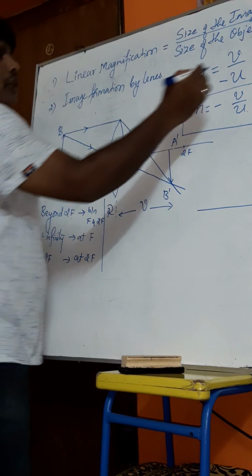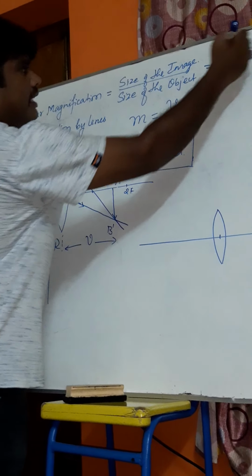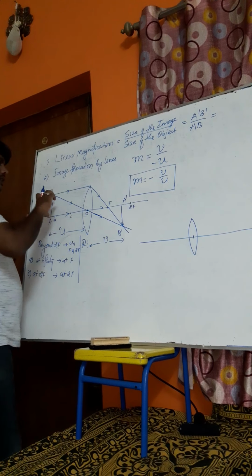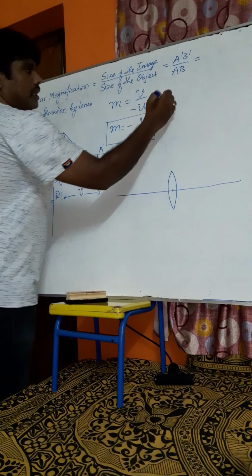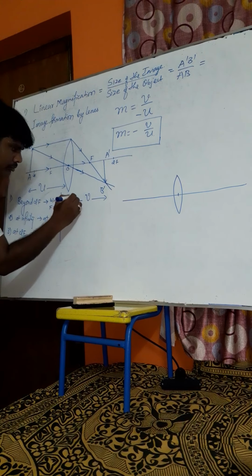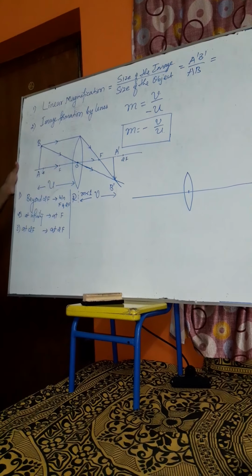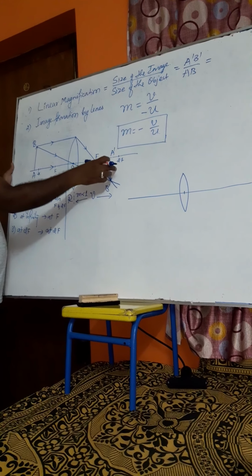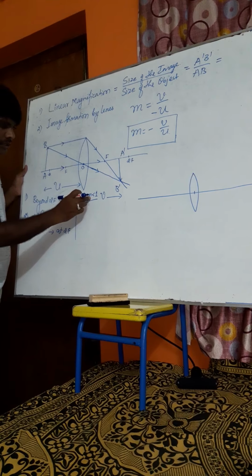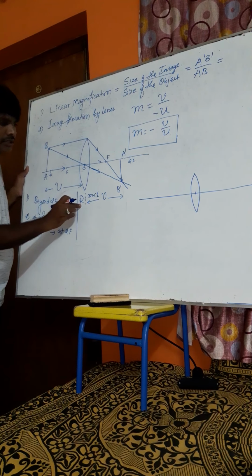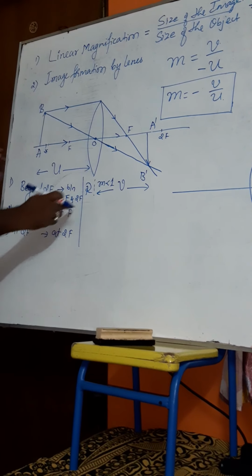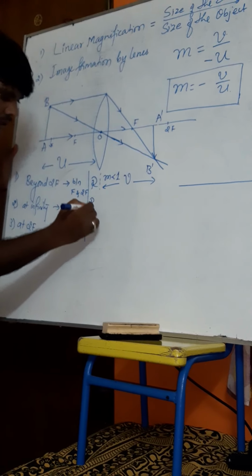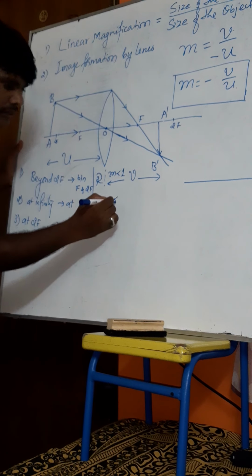Suppose I consider A dash B dash, see, this A dash B dash is smaller than AB. It means the value of m is less than 1. It means the image is diminished. The image is real and it is diminished. The size of the image is smaller than the size of the object. So that's why it is called a diminished image. At infinity it is very small. So it is real, and m is very much less than 1.